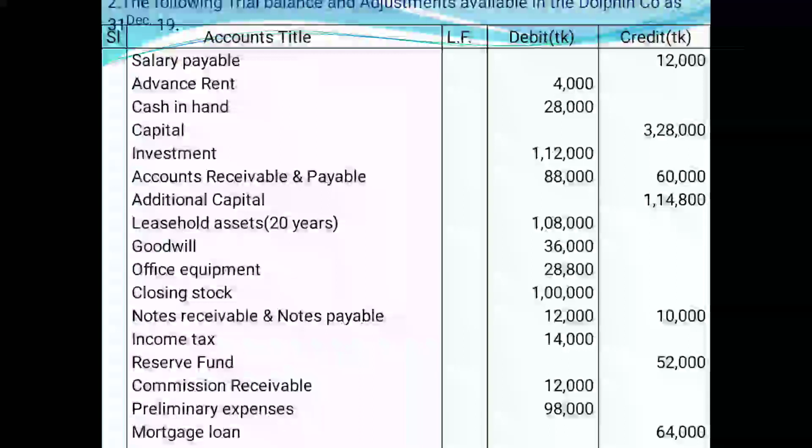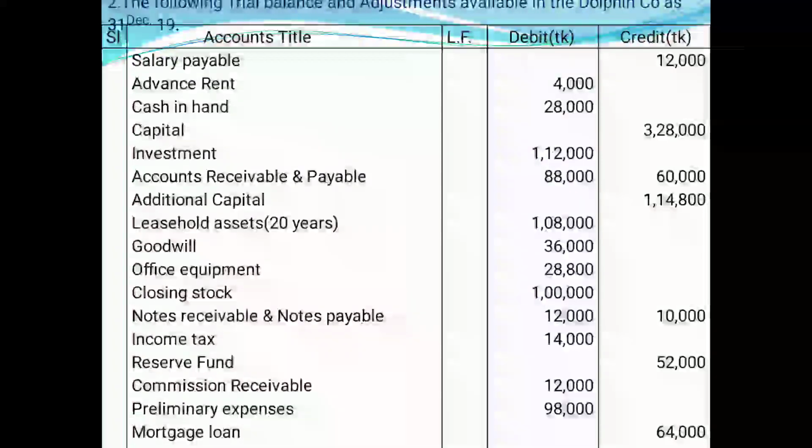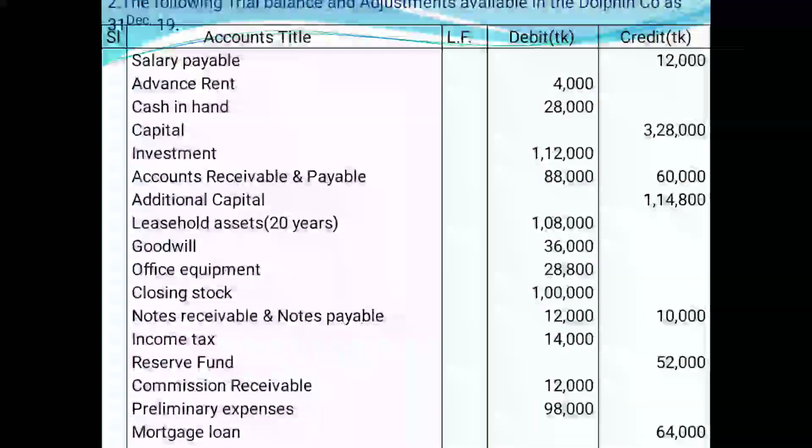Take 5,400 is to be written off, and it is shown in operating expenses, and this amount is to be deducted from the total leasehold assets under the fixed asset in statement of financial position. Goodwill is one kind of fixed asset, though it is an invisible asset, but it is a fixed asset. It will be shown in statement of financial position. Office equipment, this asset is one kind of fixed asset. It will be shown in statement of financial position.